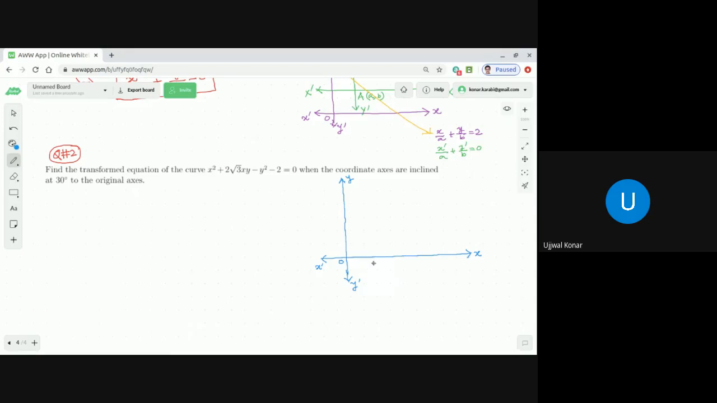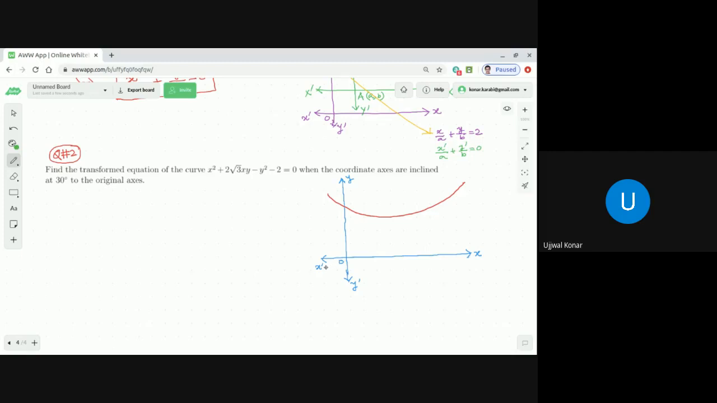With respect to this coordinate system, we have a curve. Suppose the curve, I'm drawing in this red color, is something like this. It may not look exactly like this, but our point of discussion is not what exactly the curve looks like. Then what we are doing, dear students, is rotating the coordinate axes by an angle of 30 degrees with the original axes.